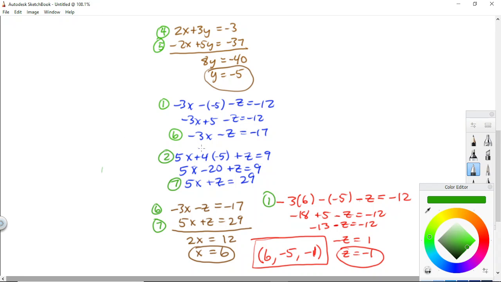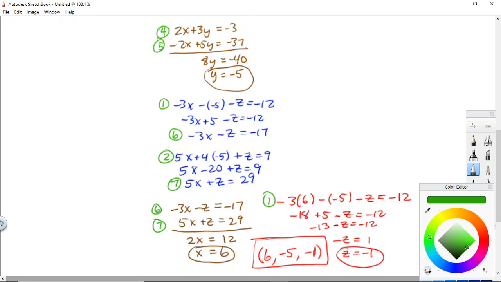So you go ahead and take the negative 3 times 6, get negative 18. Take minus the negative 5 is positive 5. That's what that is. Minus z, we can combine negative 18 and 5, get negative 13. Add that to both sides, you get 1. So negative z equals 1, so z equals negative 1. And that's the last piece of the puzzle. We now have our ordered triple because we have x is 6. Okay, y is negative 5, z is negative 1, and that's our ordered triple, and that's our solution.